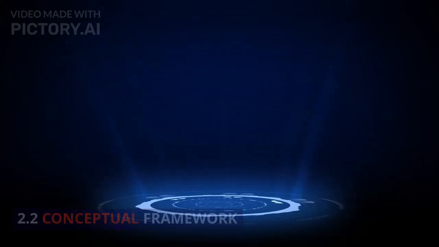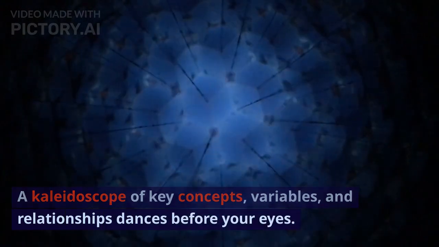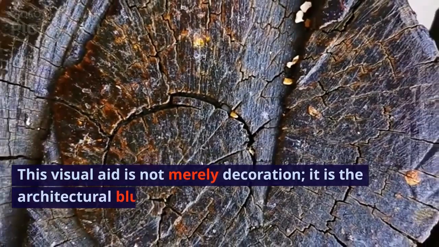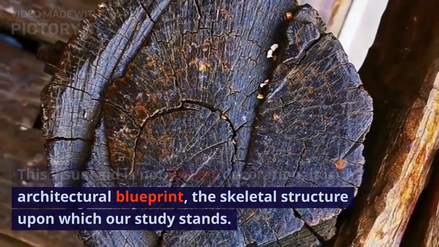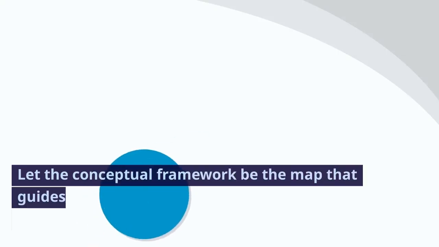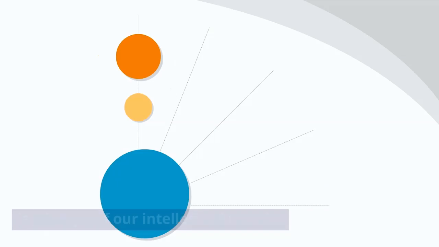2.2 Conceptual Framework. In this section, we unveil a visual masterpiece, the conceptual framework. A kaleidoscope of key concepts, variables, and relationships dances before your eyes. This visual aid is not merely decoration. It is the architectural blueprint, the skeletal structure upon which our study stands. Let the conceptual framework be the map that guides our audience through the intricate landscape of our intellectual terrain.